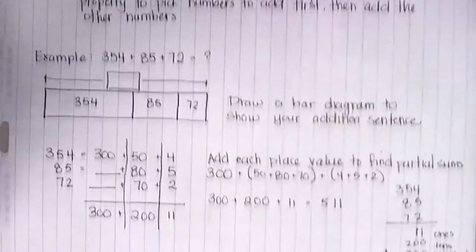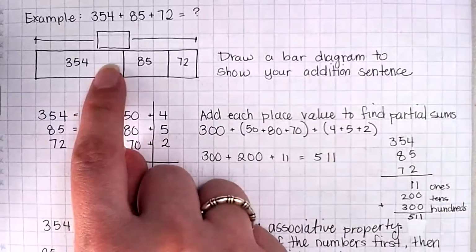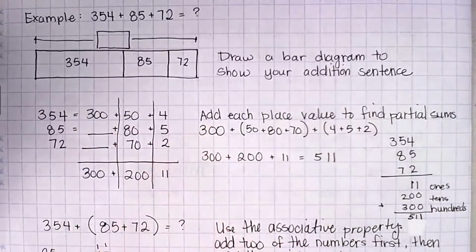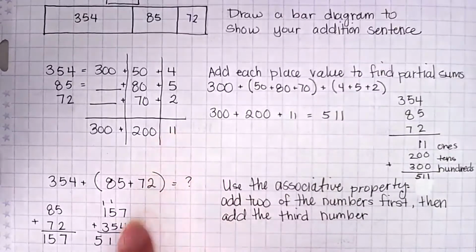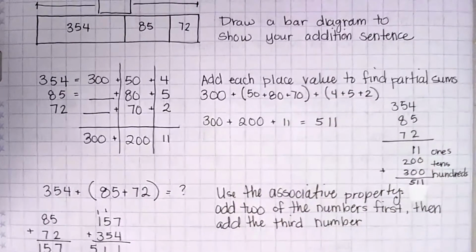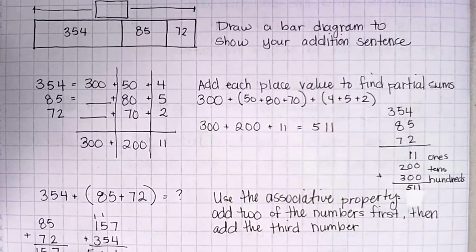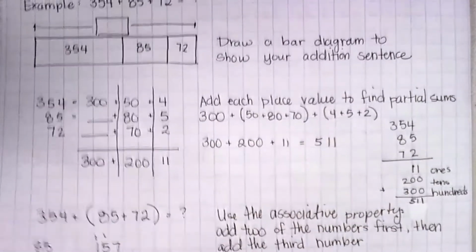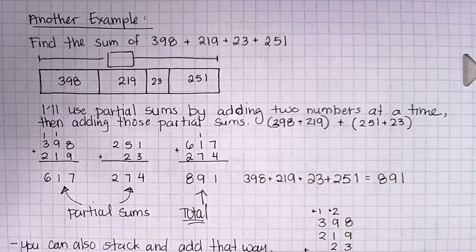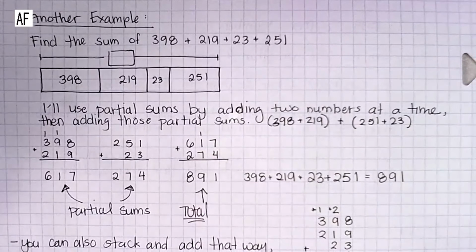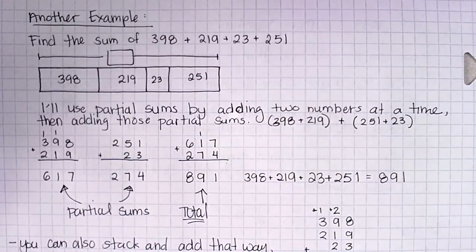So I used all of the strategies. I made the bar diagram. I broke it up into its individual place value. I used partial sums. I used the associative property. You have a lot of resources that you can pull on whenever you're solving questions like this, because we've been practicing a lot of different strategies since we started with math to help you find the way that works best for you. So let's take a look at another example.